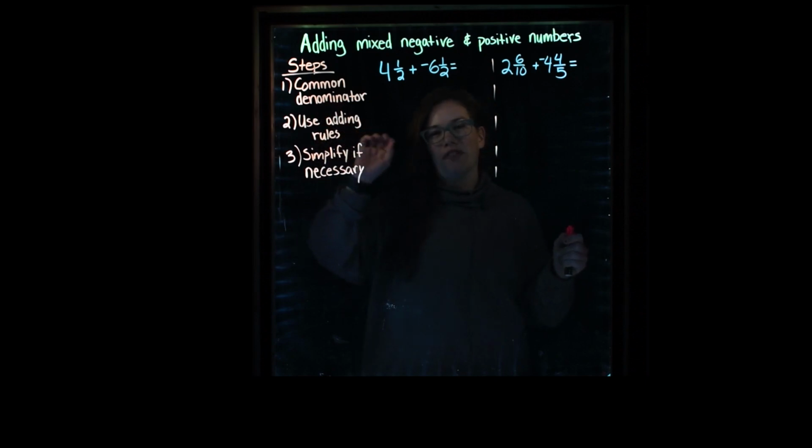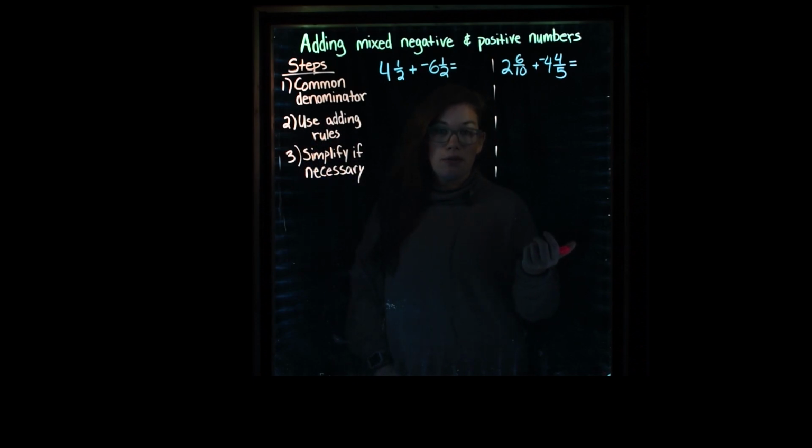First, I have to make sure if there's a common denominator. If there's not, I need to find one. Two, I'm going to use my adding rules that I already have. If you need a reminder of those, I'll link the video for you. And three, simplify if needed.